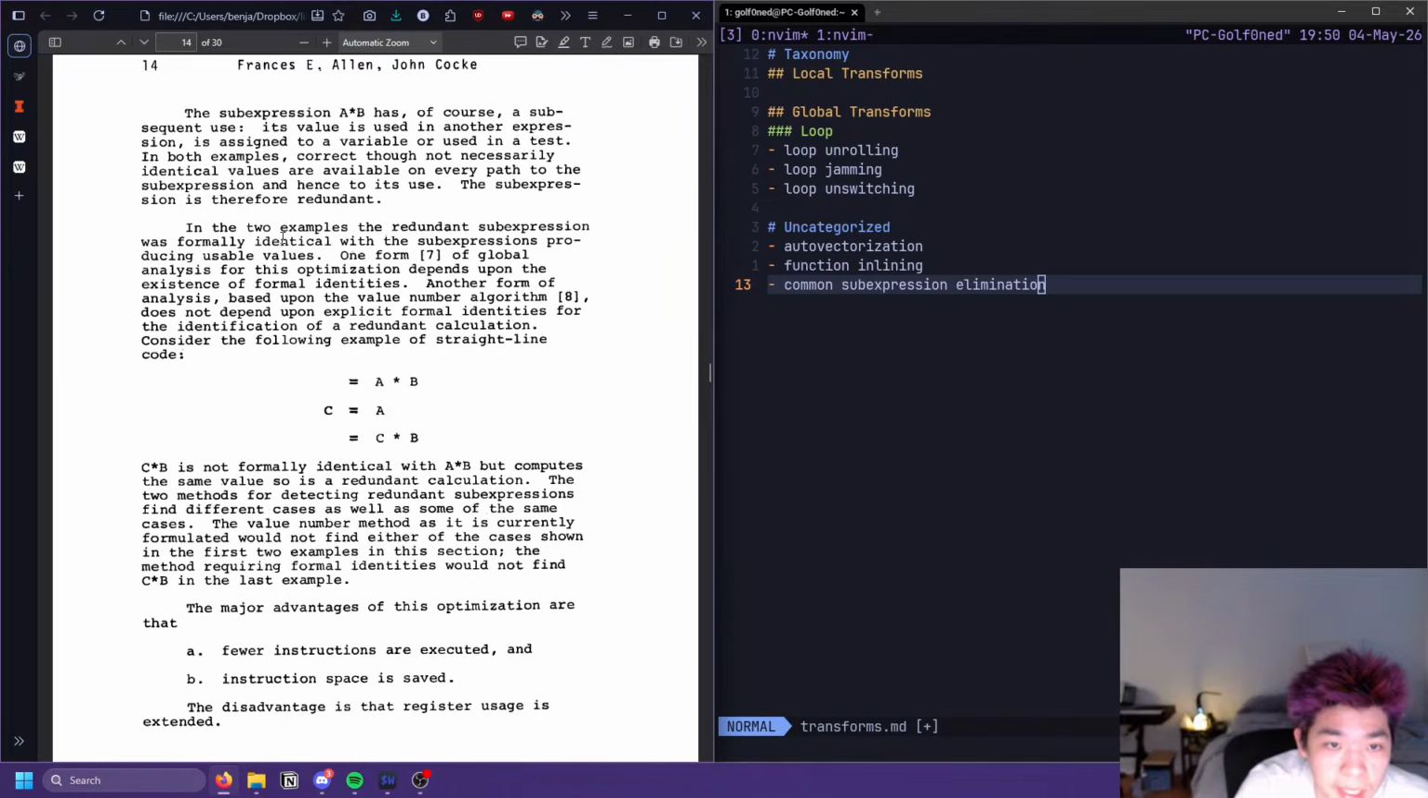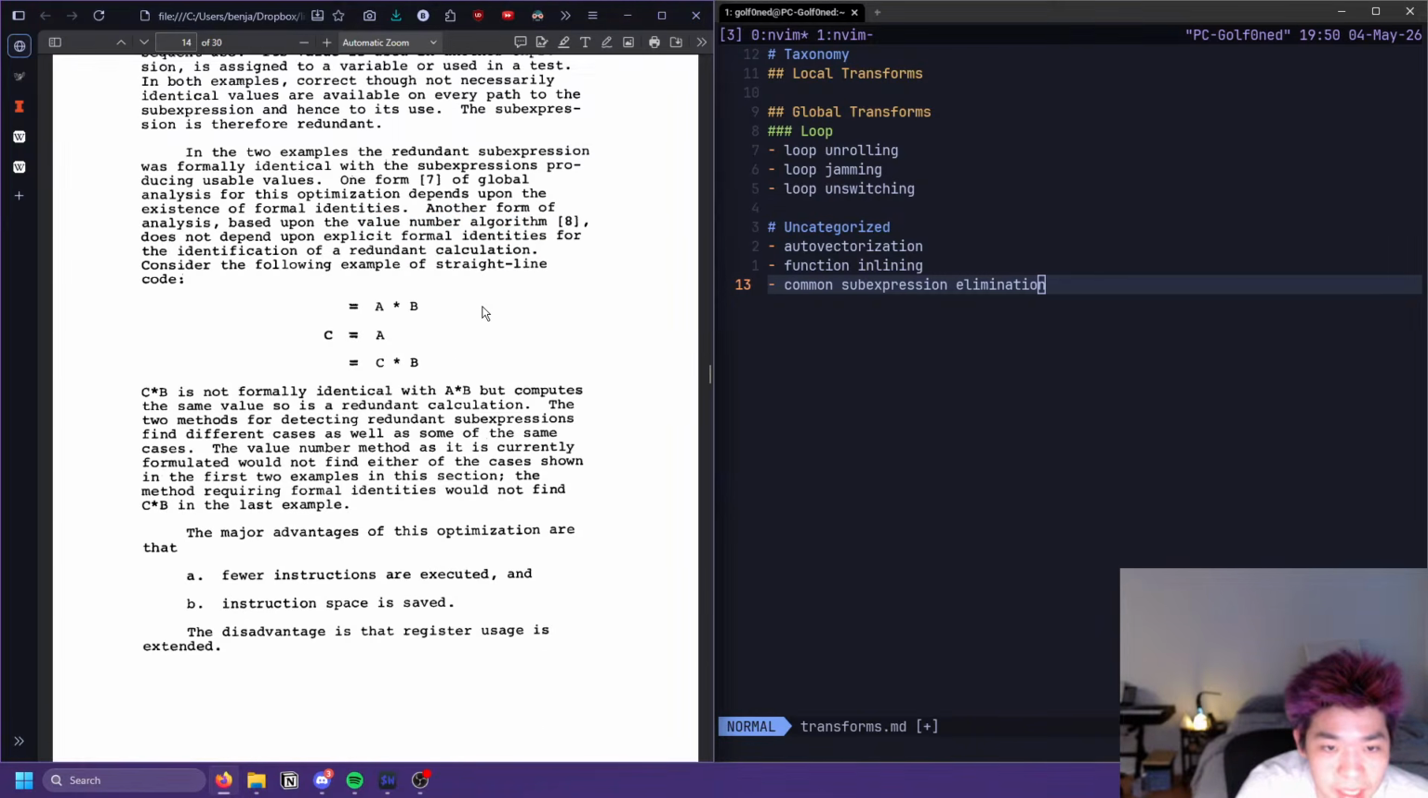Was formally identical. Formal identities. Ah, this is global value numbering. Wait, okay.